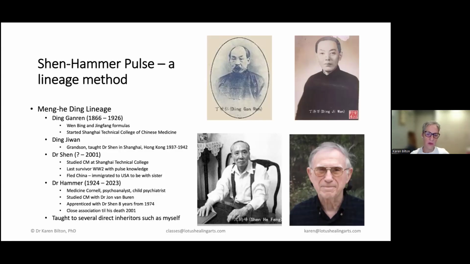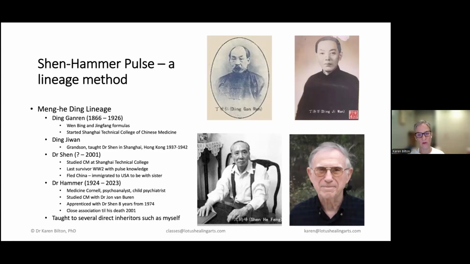Shen was the only person who survived the Second World War and all the upheaval that was happening in China at that part of the time. Dr. Shen was the only survivor that kept the knowledge alive from all of the Ding family. All of the people who had learned it unfortunately met their demise in all the wars around that time.